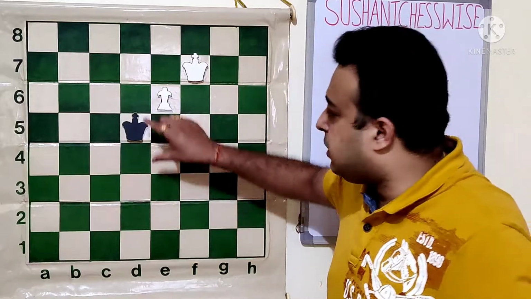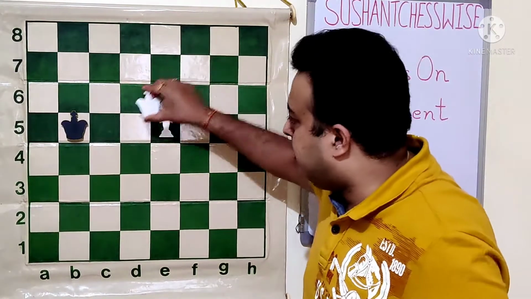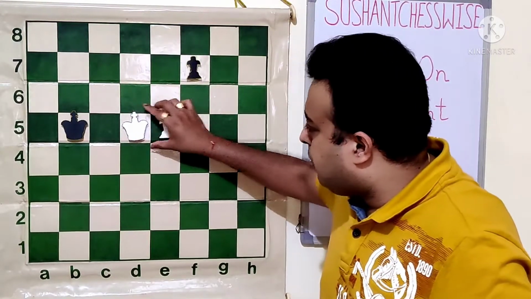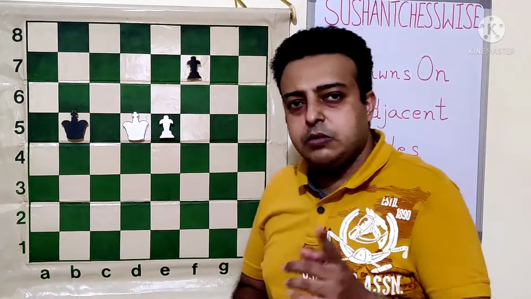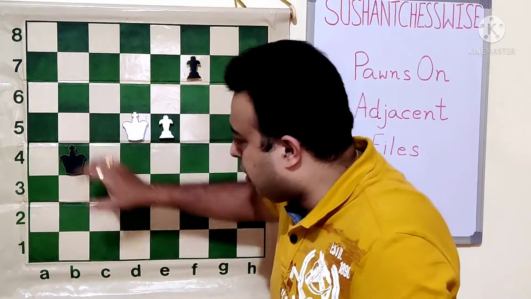So playing kb6 would lose the game. So kb6 is a blunder over here. The only move which helps black hold the game is the move kb4.